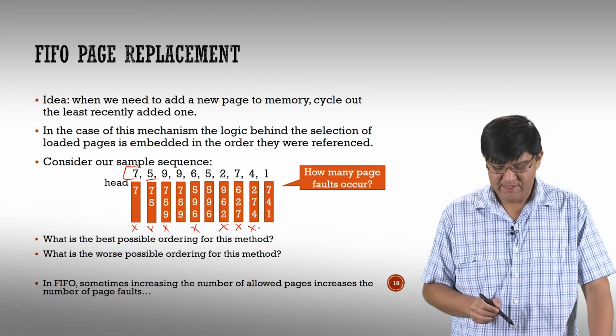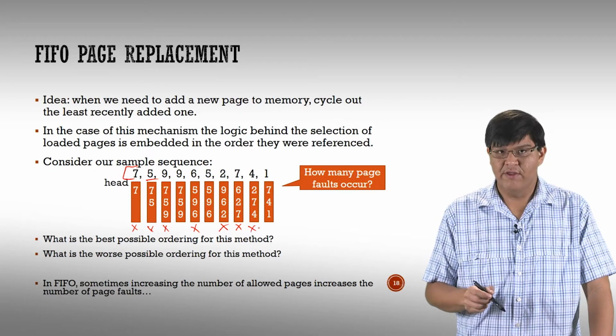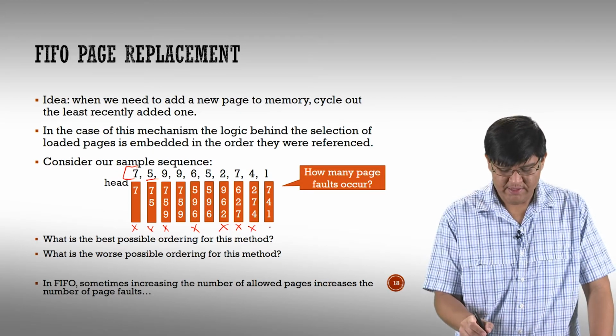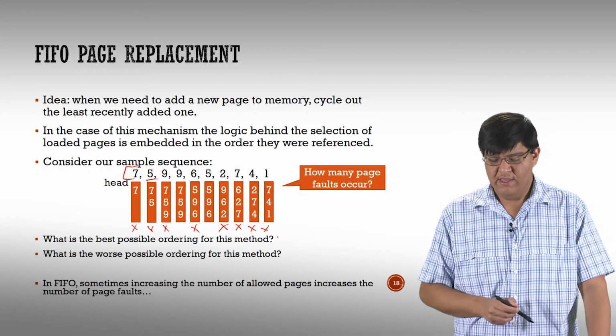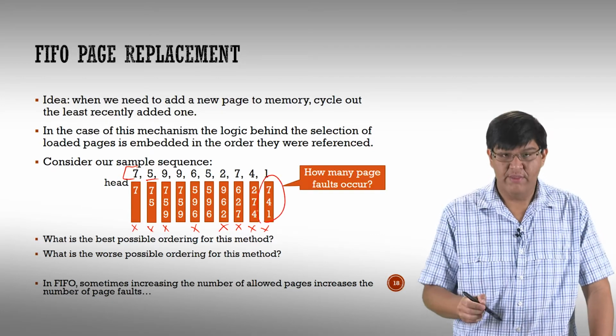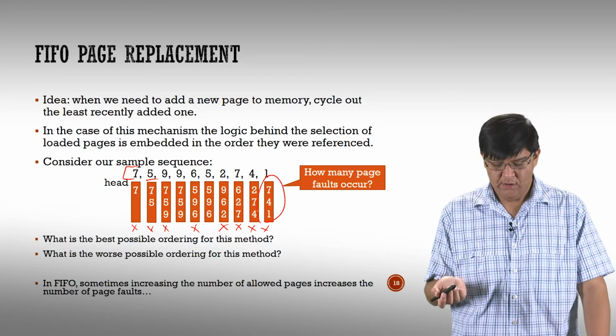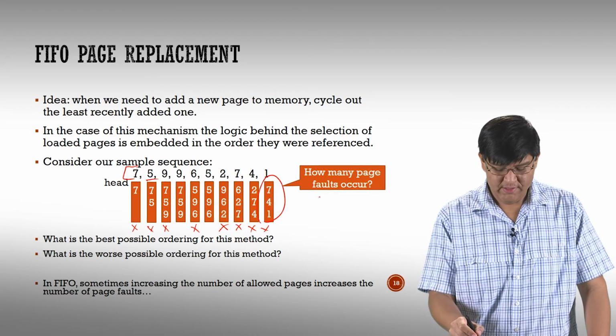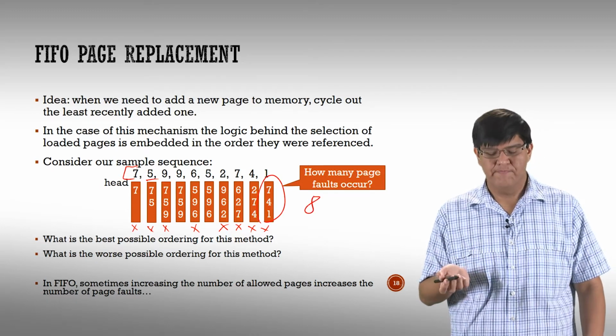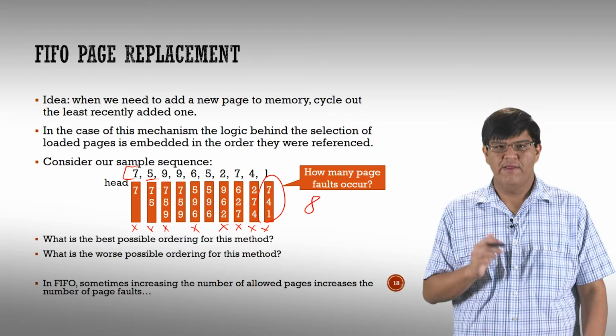Then we have 2, 7, 4. Then we access 1. That's another page fault, throw out the 2. So at the end of the day, we have 7, 4, and 1 as the things in my queue. And then I have 8 page faults that occur. So not so good. All right, so that's our basic algorithm.